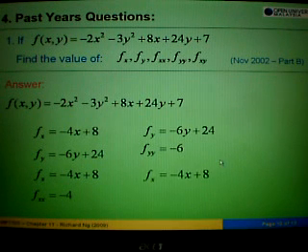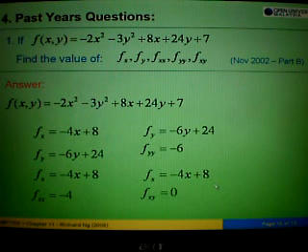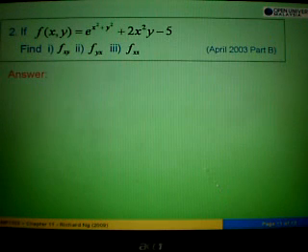Alright. And finally we want to find fxy. So fxy, we start with fx. And then we differentiate, compare with y. So since there's no y here at all, so therefore the answer will be equals to 0. Alright.